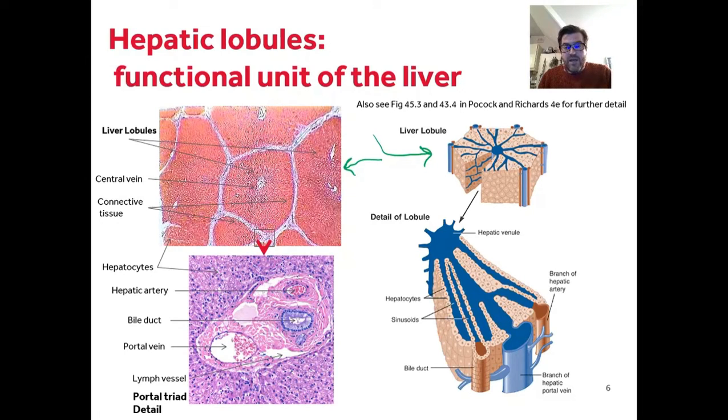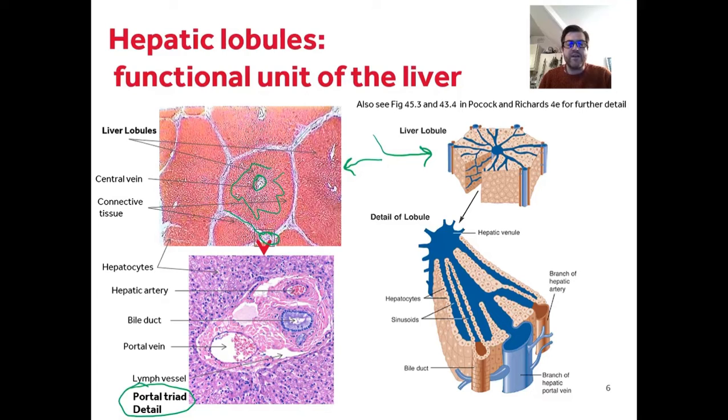Now, in the middle of each of these lobules, you'll see that there's a central vein, and surrounding it there are the hepatocytes, and on the outside, as well as being surrounded by connective tissue, at the corners in between lobules, what you get are what we call the portal triad.